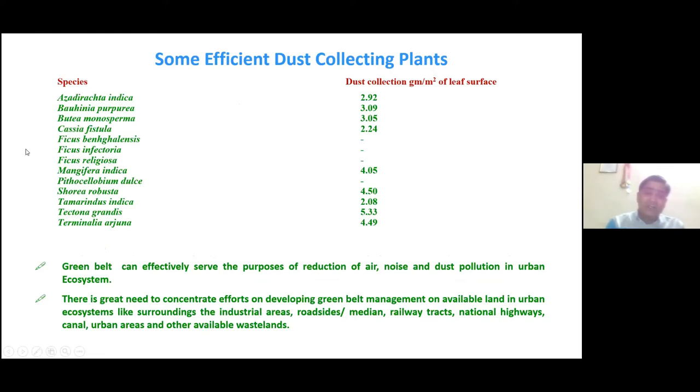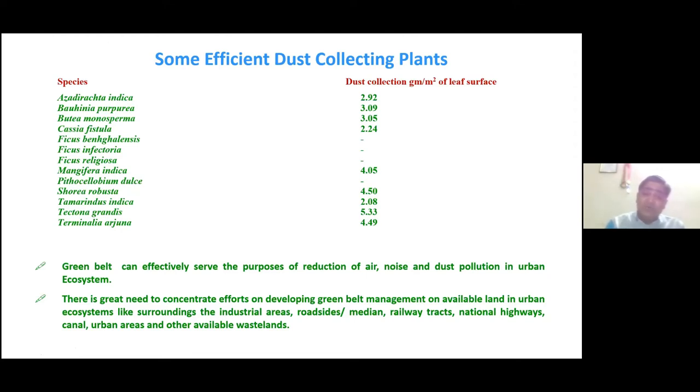Just you can see, Azadirachta indica has the best dust collection in grams per meter squared on the leaf surface, and Bauhinia purpurea, Butea monosperma, Cassia fistula, and at last Terminalia arjuna. So these are the species, the best dust collectors. So greenbelt can effectively serve the purpose of reduction of air noise and dust pollution in urban ecosystem.